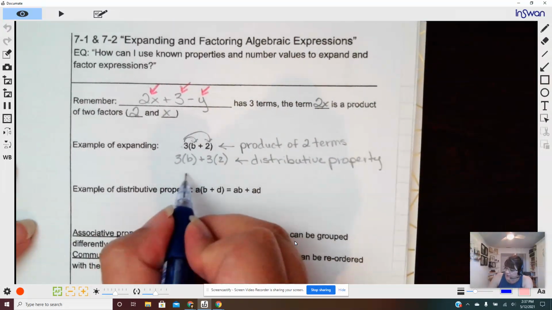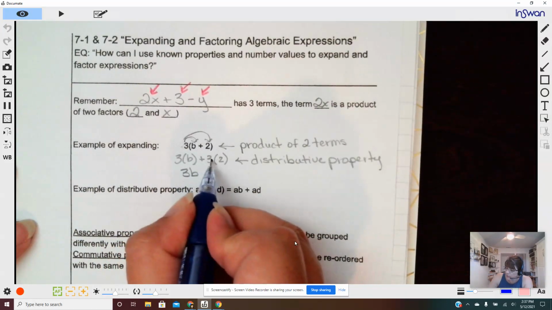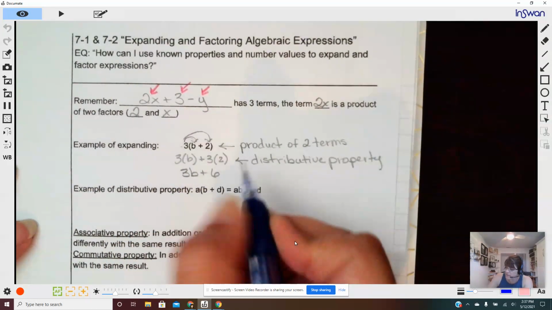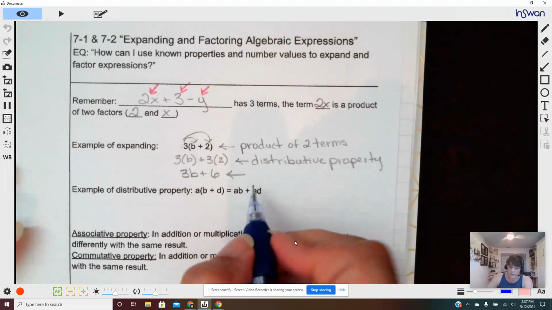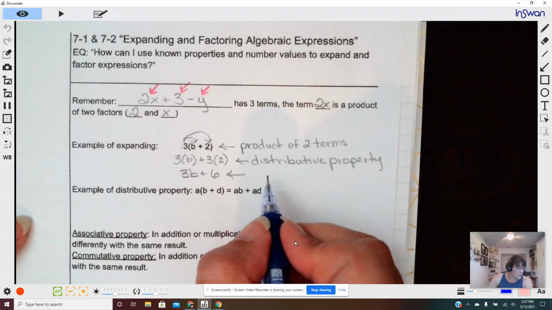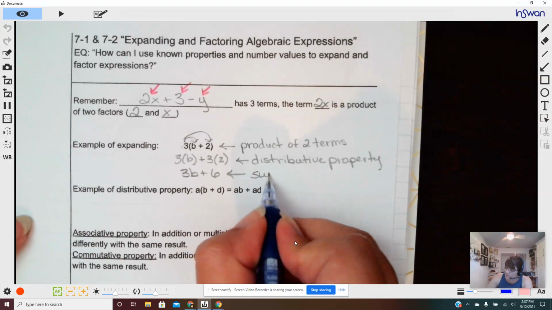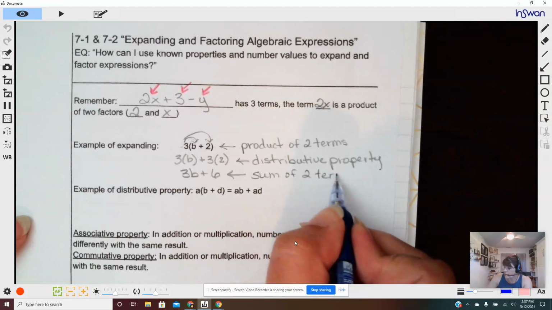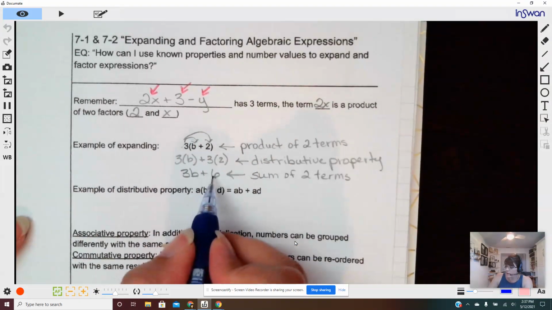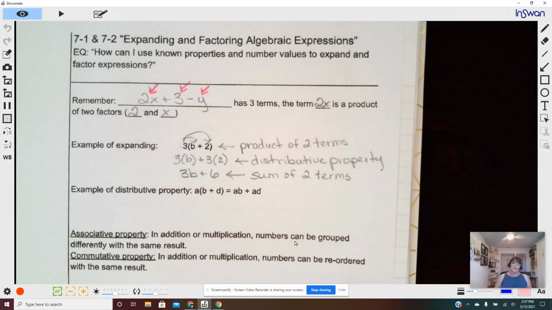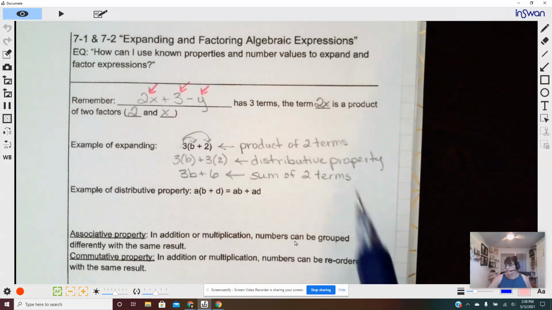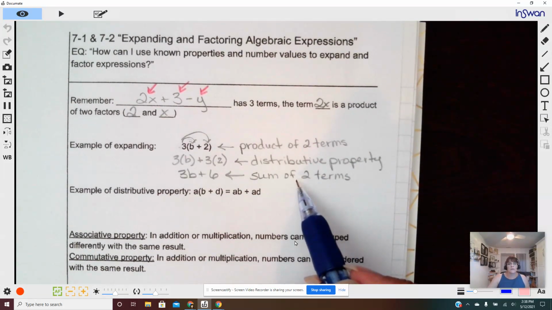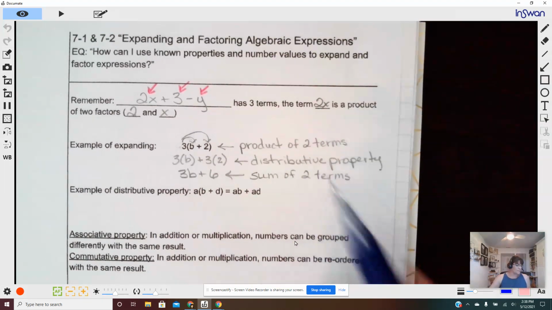And then I can simplify this. 3b, well, 3 times 2 is 6. And now I have the sum of two terms. So if you're looking at your homework or something, you're thinking, what do they mean the product of two terms? What do they mean the sum of two terms? Here are some examples, just so that we're aware of the vocabulary.